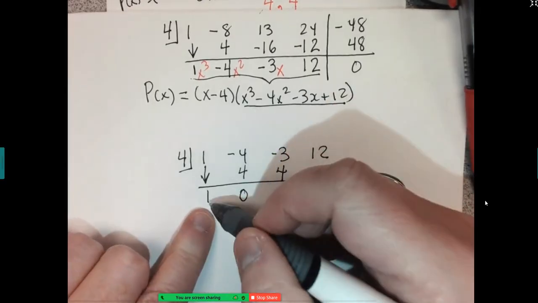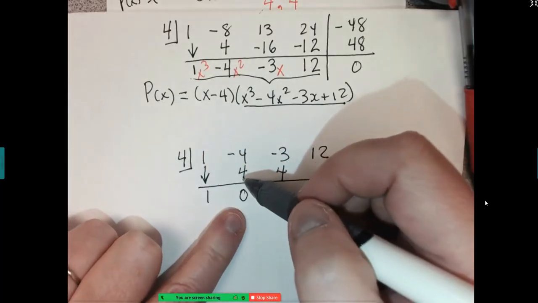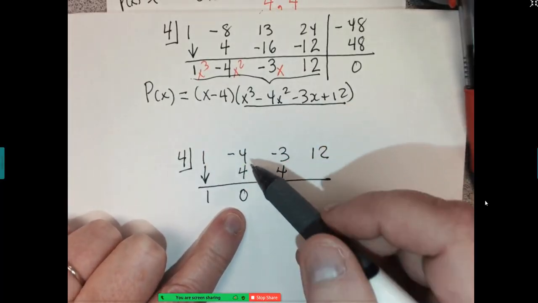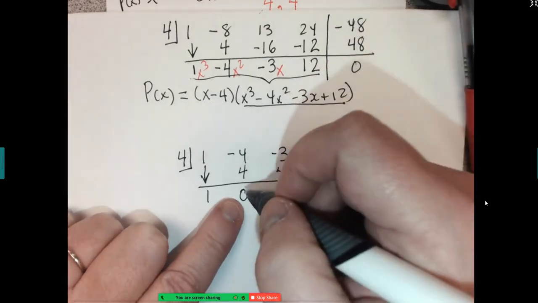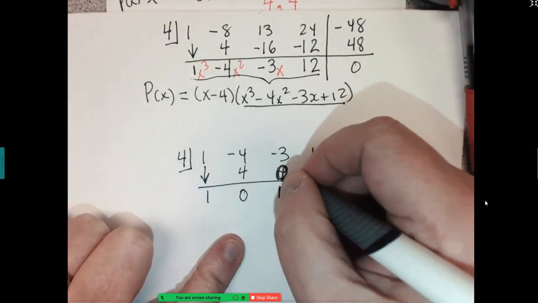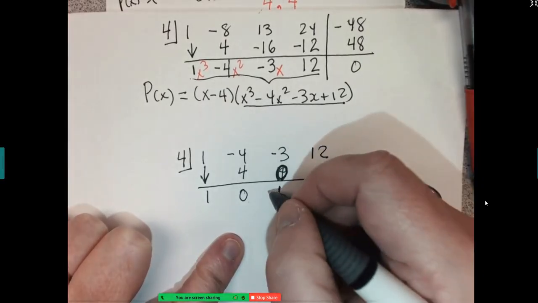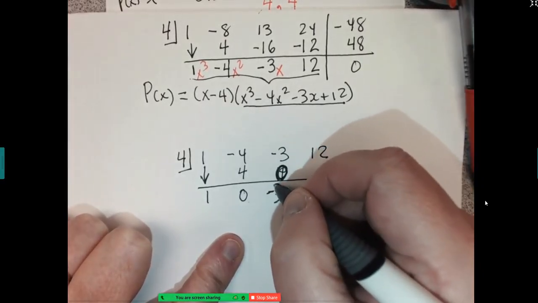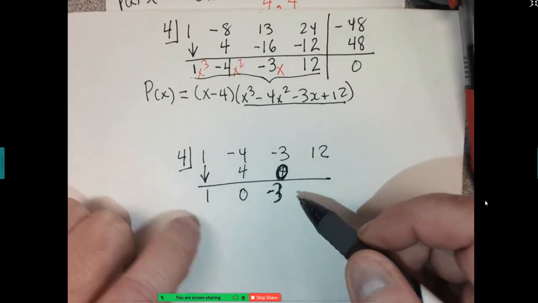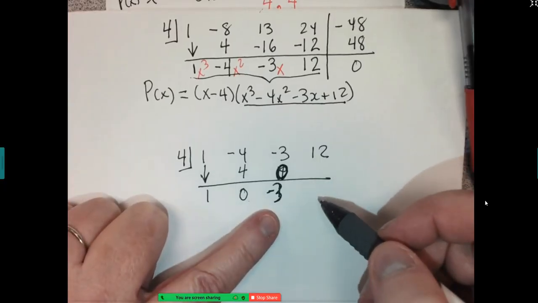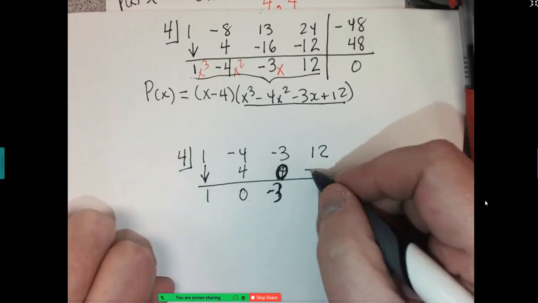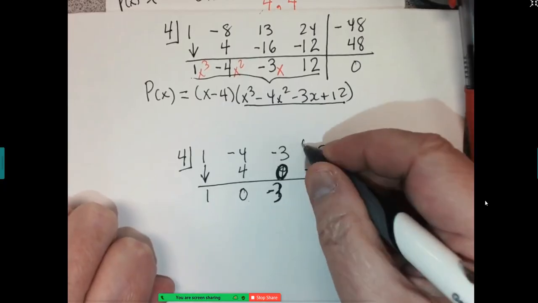Okay, no, I've made a mistake somewhere. 1 times 4 is 4. And then I add, I get 0. Oh, 0 times 4 is 0, my bad. 0 times the number in the box is 0. And then we add. Get that. And because I knew I made a mistake because I wouldn't have gotten 0 there. -3 times that is -12. Then we add and get 0.